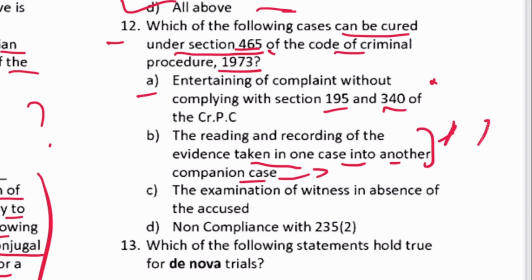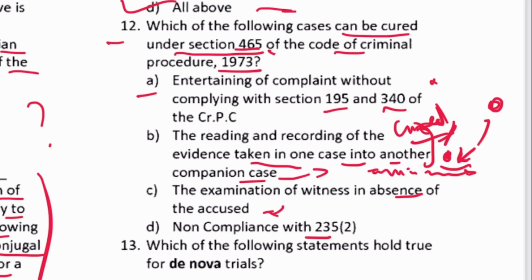Reading and recording of evidence taken in one case into another companion case. See, there are two cases. So the evidence of this case has been read in this one. But they have not mentioned that any decision is taken on the basis of wrong evidence taken. So it means this can be cured. It was just a simple mistake of facts. So it can be cured. Examination of witness in absence of accused, no. Non-compliance with 235(2). But 235(2) says compliance with section 360, probation of offender and all that. So I would say the B would be the answer, which can be cured.